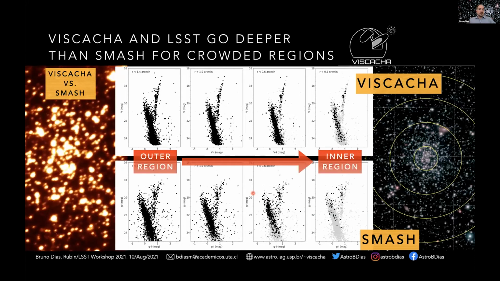Here, compare directly a case of one star cluster. On the right, you appreciate the image of this star cluster with different rings. On the center part, I showed the CMDs of Vizcacha and the SMASH survey as an example. That's a very deep survey, but for the inner regions of star clusters that are crowded, the SMASH survey is not good for that because of the crowdedness of the stars. So you have to go for 0.4, 0.5 arcsecond to actually resolve stars there, if not in space, of course.